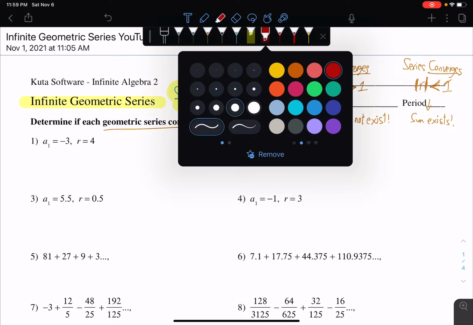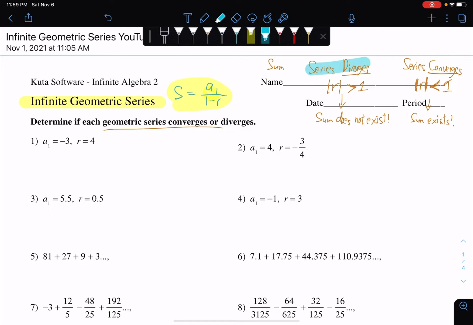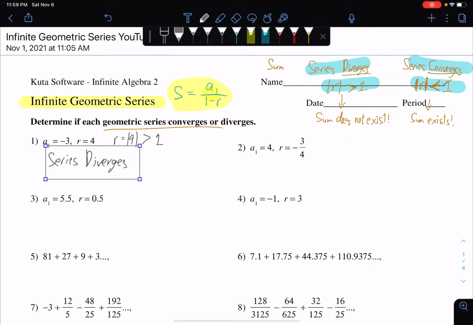Oops, wrong highlighter. This one. All right, sweet. First, we have to determine the absolute value of the common ratio. So r is equal to 2, which is greater than 1. So in that case, our series diverges. In that case, the sum does not exist.